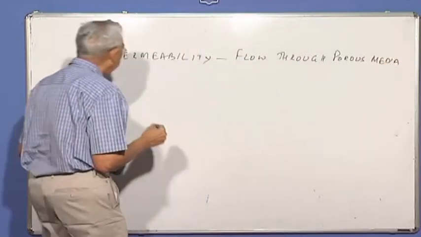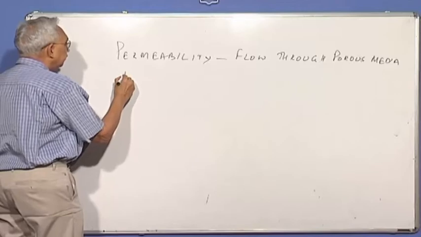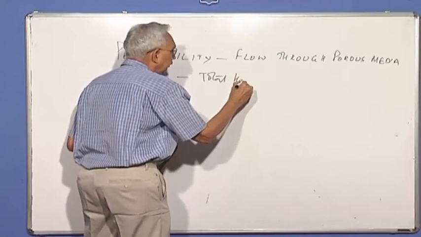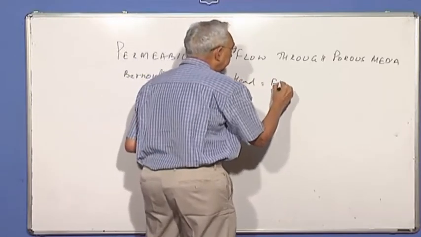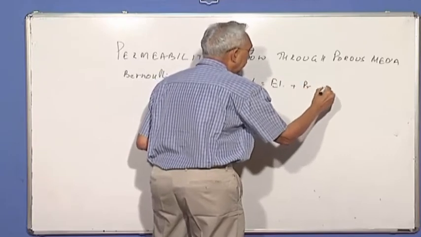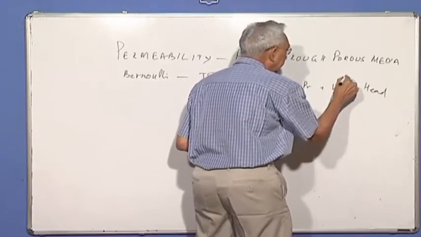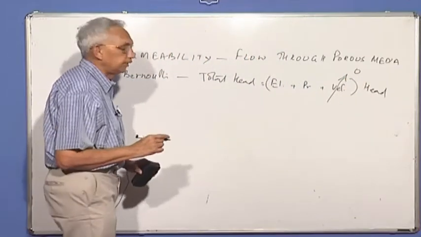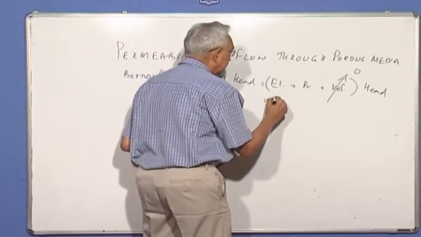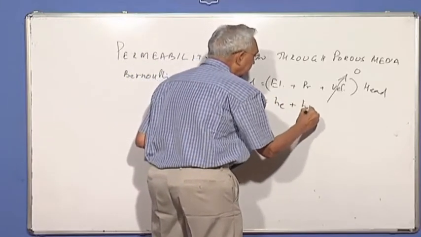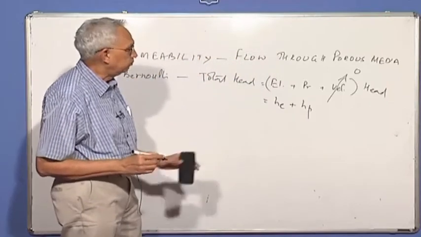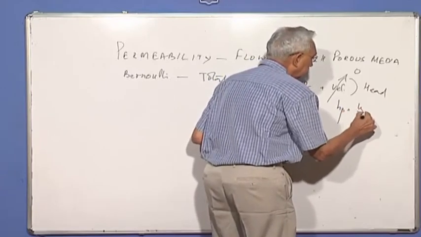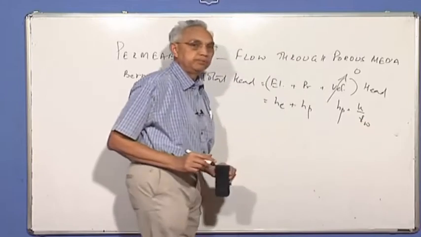And we first looked at the basic concept of Bernoulli, which says it is the total head which controls flow, which is equal to elevation head plus pressure head plus velocity head. But in case of soils, velocity is so small, the contribution of velocity head is very negligible, so we don't consider that. So we say we need to consider the elevation from a datum and the equivalent of pressure head, which is nothing but the pore pressure by gamma W. This is how we do that.